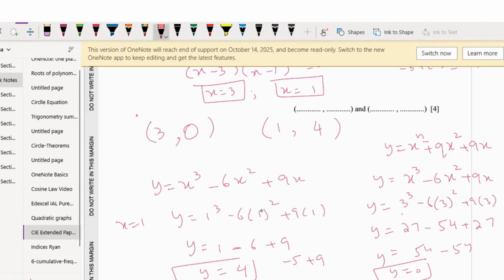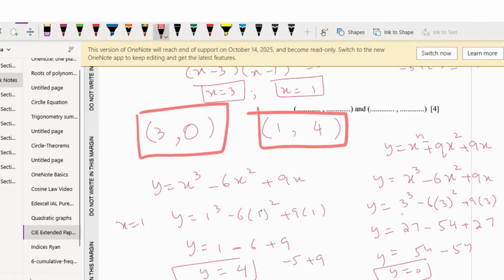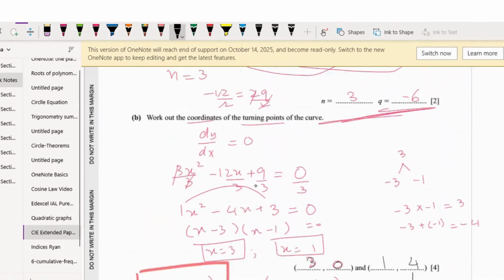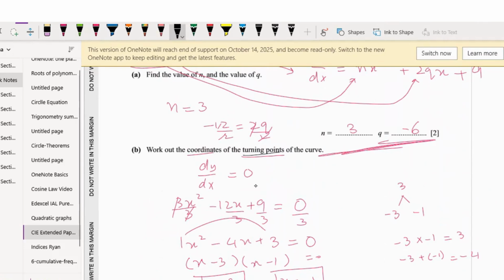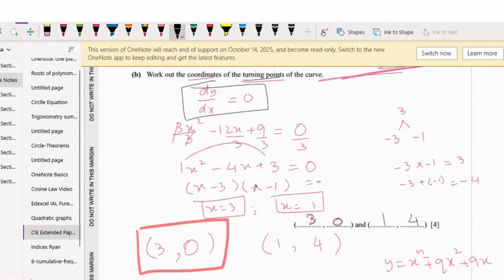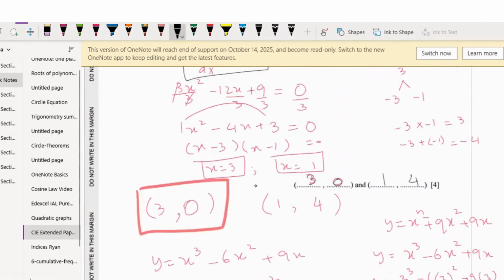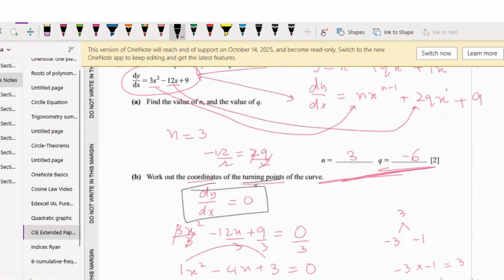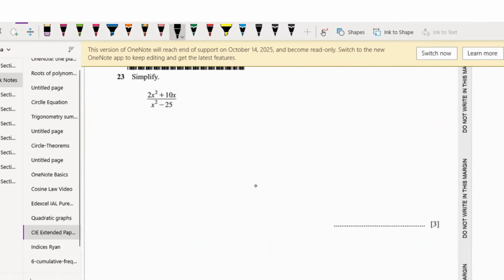So these are the two coordinates for the turning points. One of them is 3, 0. Okay, we have got the brackets. I'll be writing 3, 0 and the other is 1, 4. So you should know that to find the coordinates of the turning point, you put dy by dx equals to 0 always, okay? So this is question 22 for the differentiation. Question 23 and the last one, I guess.